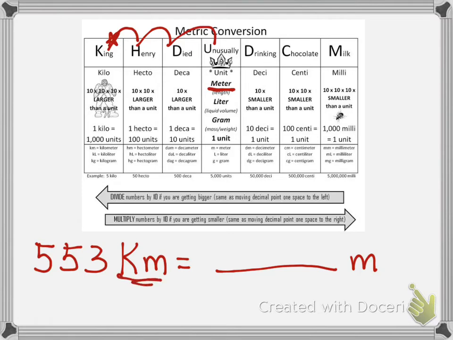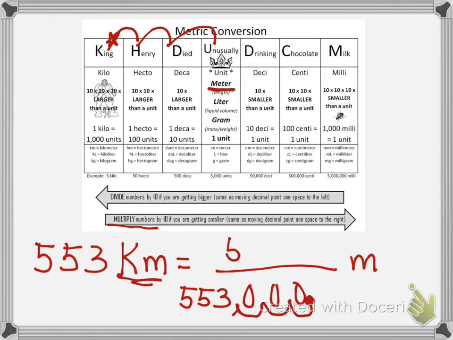So converting this to meters, 553, and our decimal point is always to the right because it's a whole number. And we're moving this to the right because we're multiplying, because we have a bigger unit of measure to a smaller unit. So we're moving it 3 times. 1, 2, 3, and we put our decimal point there. In these little holes, we put zeros. So it's 553,000 meters is equal to 553 kilometers.